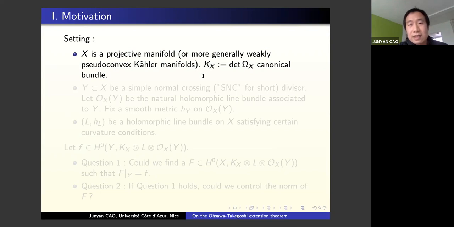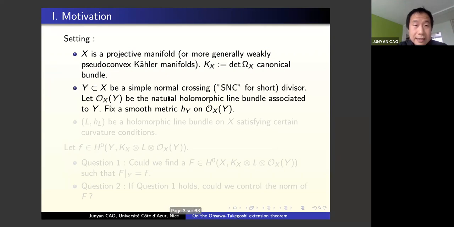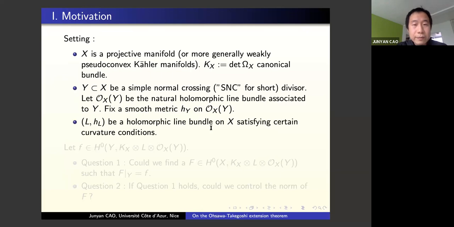Now let K_X be the canonical bundle on X, and let Y be a simple normal crossing divisor in X. Let O_Y be the natural holomorphic line bundle associated to it. Now we fix a smooth Hermitian metric H_Y on this line bundle. The third part is the holomorphic line bundle L over X with a possibly singular metric H_L, which will satisfy certain curvature conditions, which we will explain later.